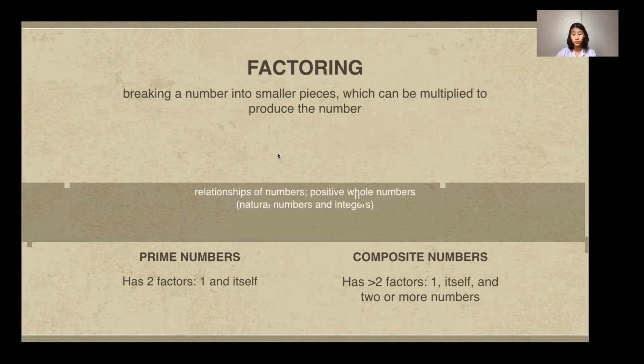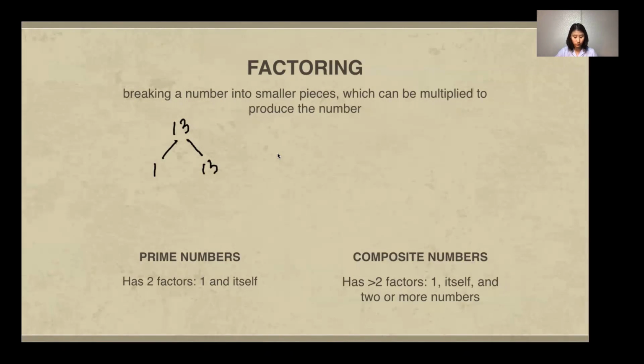Factorization is a key component of number theory because it talks about the relationship between numbers. So let's have a look at some examples as we factor some numbers. We'll take a look at this number, 13. If we try to factor this number, break it into smaller pieces, you can see that the only factors of the number 13 are 1 and 13. So this means that the number 13 is a prime number because it has two factors, 1 and itself, 13.